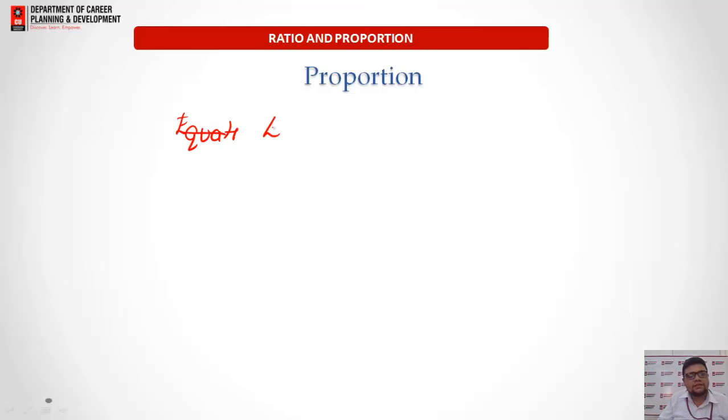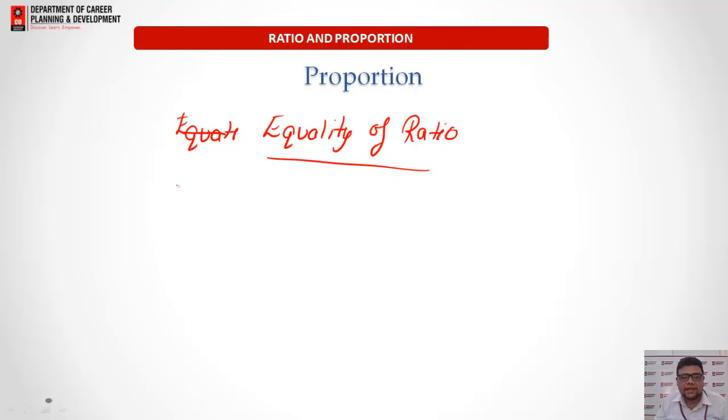This is equality of ratio. If we have to show the equality of ratio, we will use the concept of proportion. For example, if we have to represent A is to B as same as C is to D, then I will represent it as A is to B.